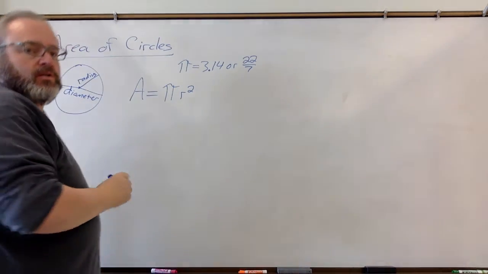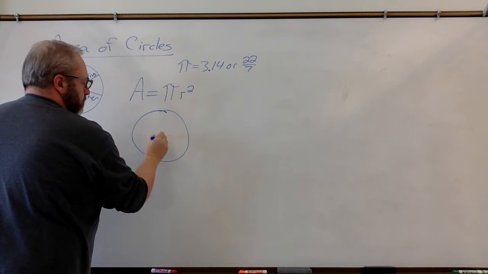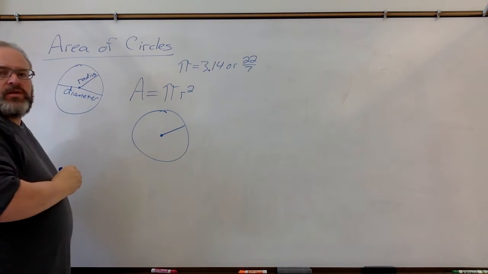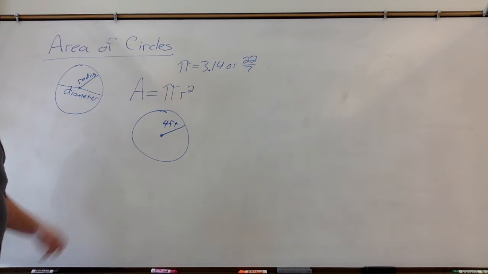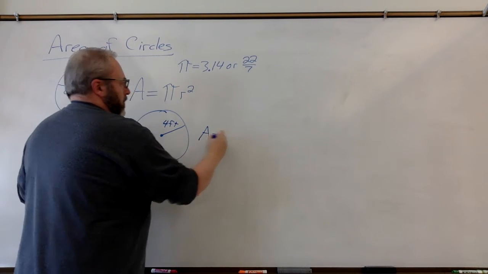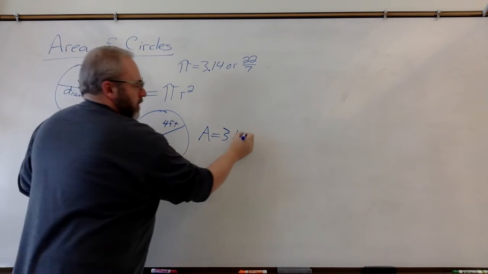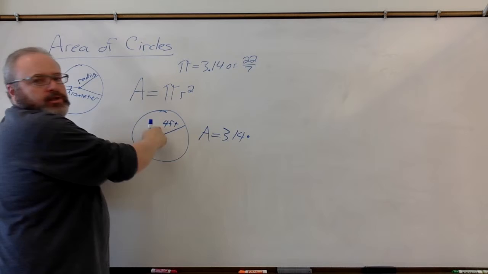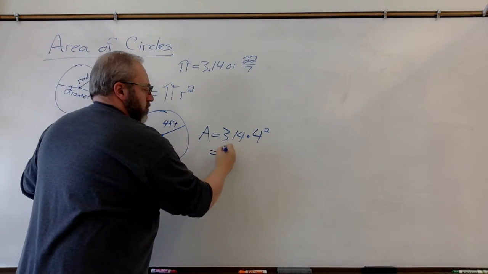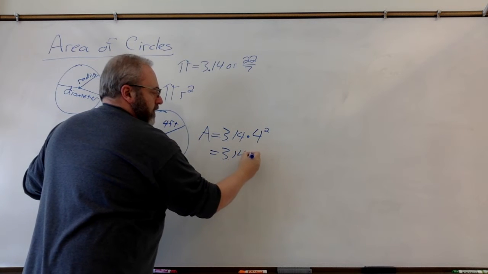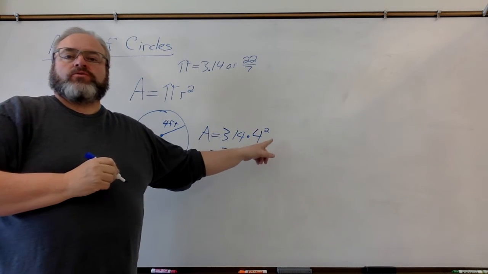Okay, let's look at an example of how to find the area of a circle. Here's our circle. Let's say the radius was 4 feet. To find the area, we're going to take pi, which we're going to use 3.14, times 4 squared. So this would be 3.14 times 4 times 4, not 4 times 2, 4 times 4, which is 16.